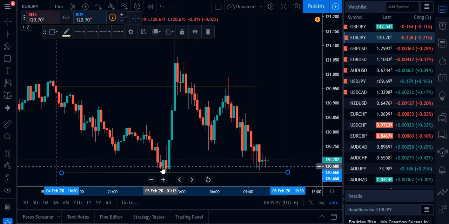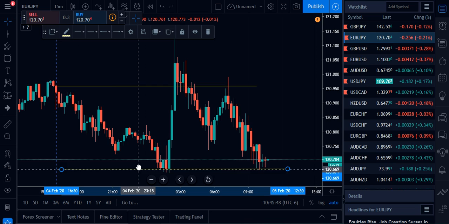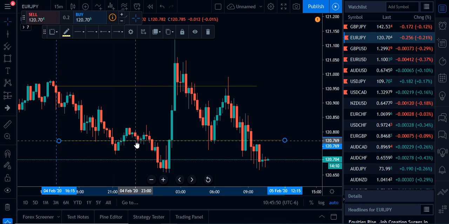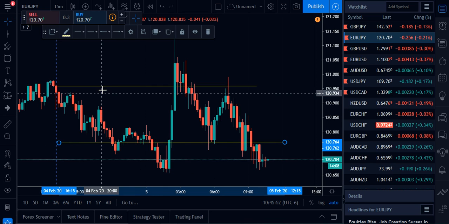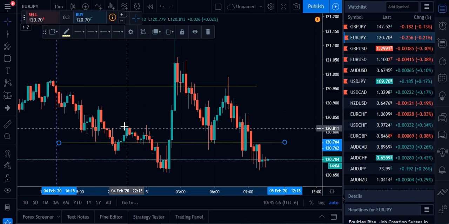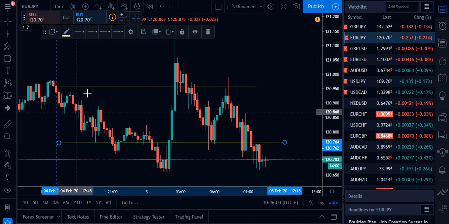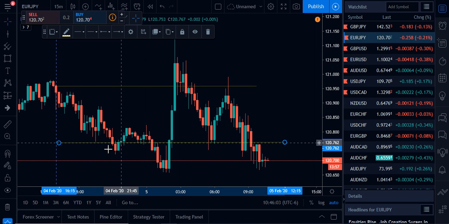So from here, I'm going to move this here, but like I said earlier, we're trying to stay around this area here. Yeah, this is the area where everything is happening. So here I will be selling the market. I'll be selling the market, selling the market. Here I will be buying.